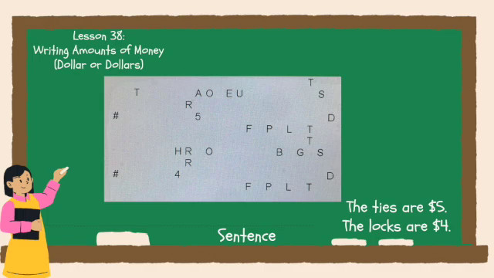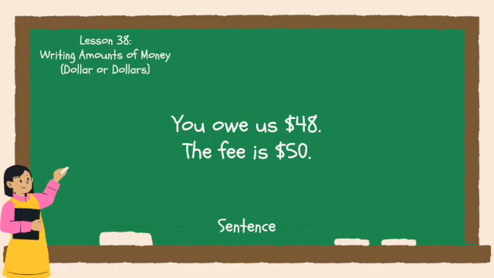Okay, let's have other sentences here. We have: you owe us $48. And the second sentence is: the fee is $50. I'm giving you again 3 seconds to write your answer. 3, 2, 1, 0. Let's take a look at the correct answer, or how these sentences are written.